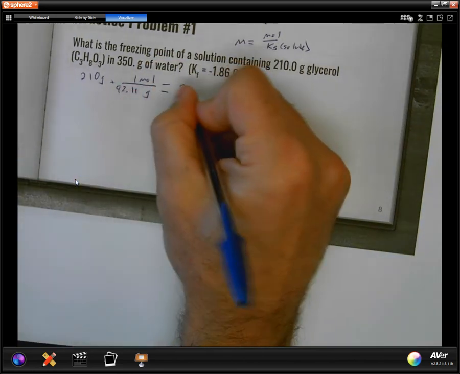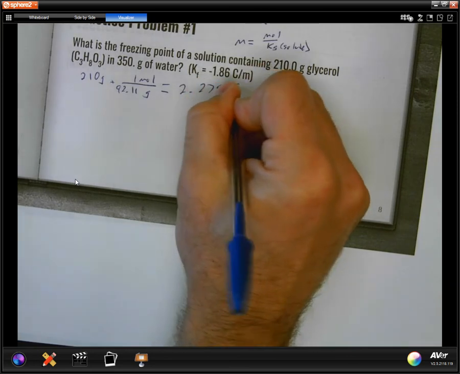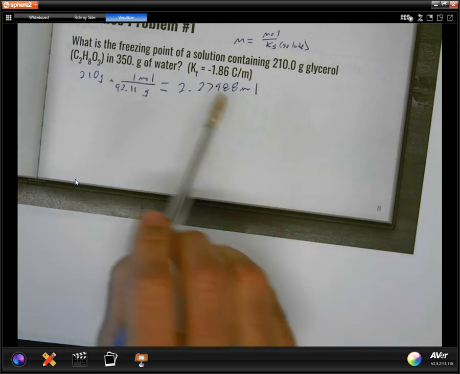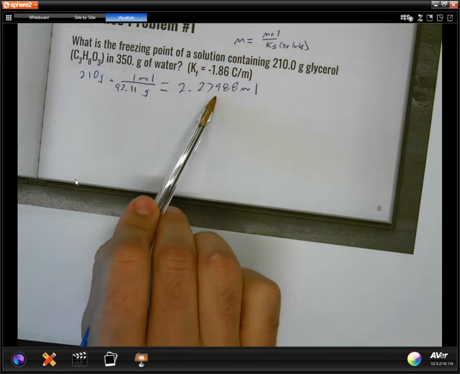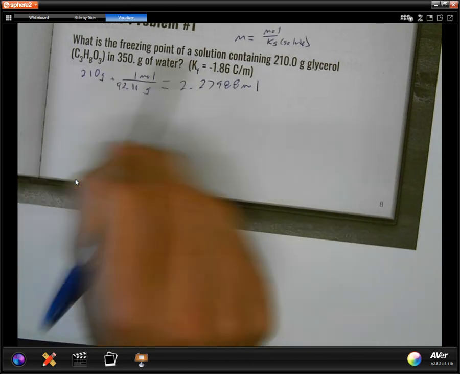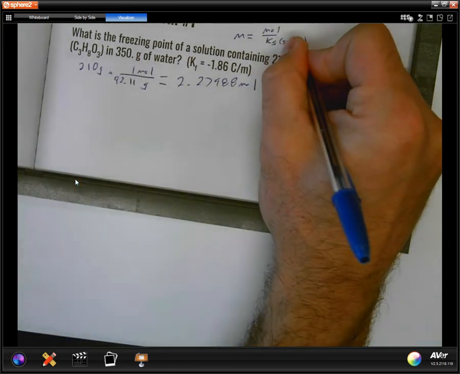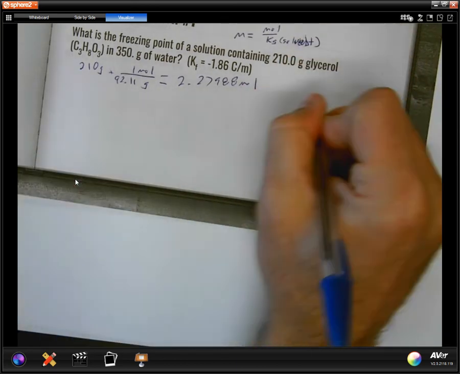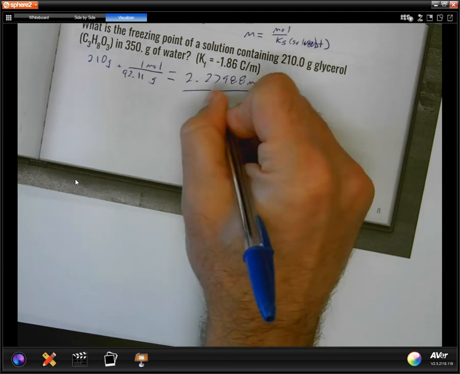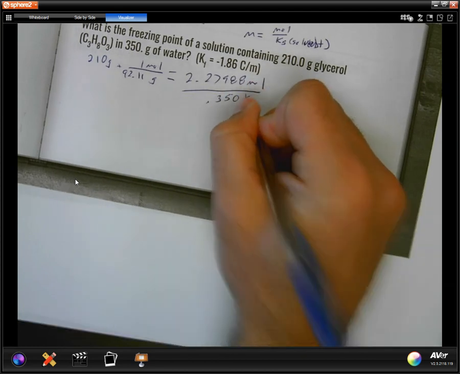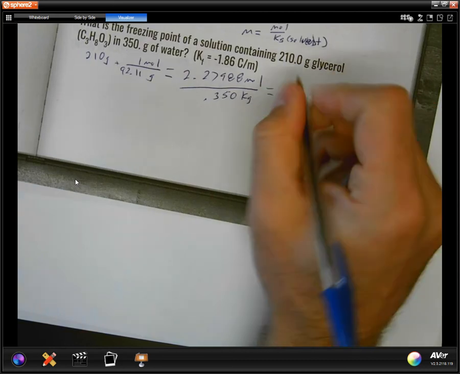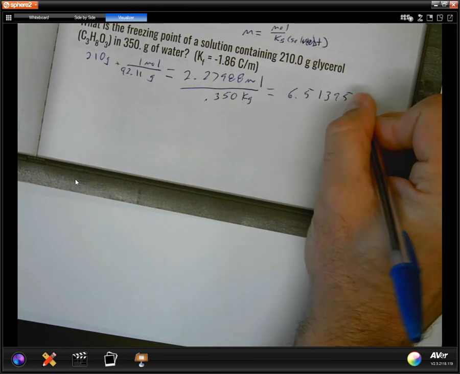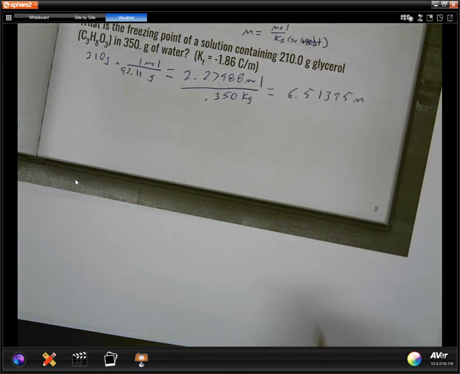Put in a calculator, you're going to get 2.2798 moles. Remember, do not round until the very end. Keep at least 4, if not 5 decimal places. Now, in order to get my molality, I have to take that number divided by the kilograms of the solvent. So essentially, we're going to take that number now, divide it by 0.350 kilograms, correct? Find that number to be 6.51395 mol of glycerol. Now we're going to use our equation.